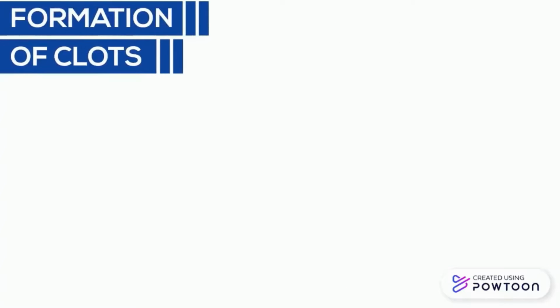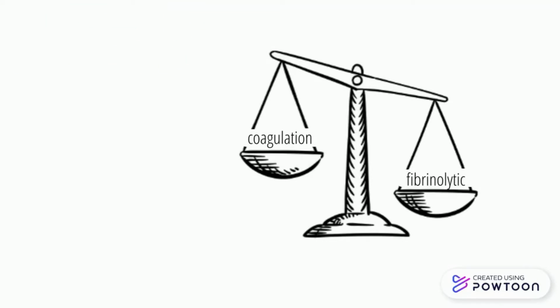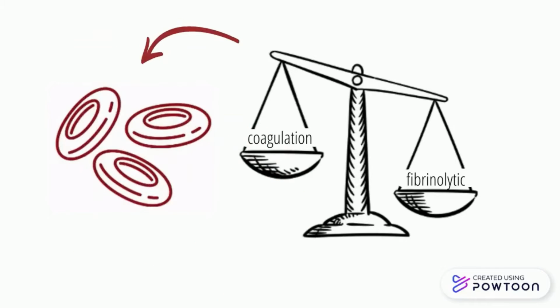DVTs can form when there is an imbalance between the formation of clots and the breaking down of clots, also known as the coagulation and fibrinolytic systems. This imbalance can be due to a number of different factors which we will be exploring shortly. The clot forms due to platelets clumping together and this protein fibrin being stimulated to collect red blood cells, white blood cells, and more platelets to mesh them together to complete the clot, also known as the thrombus.